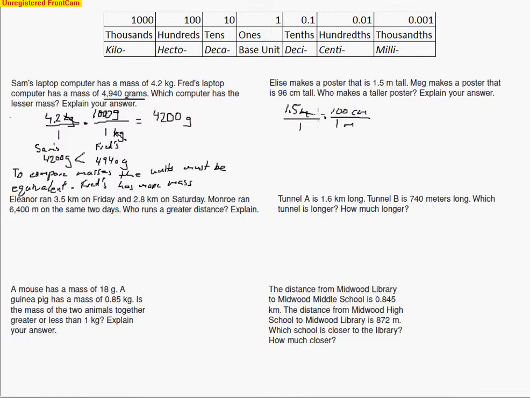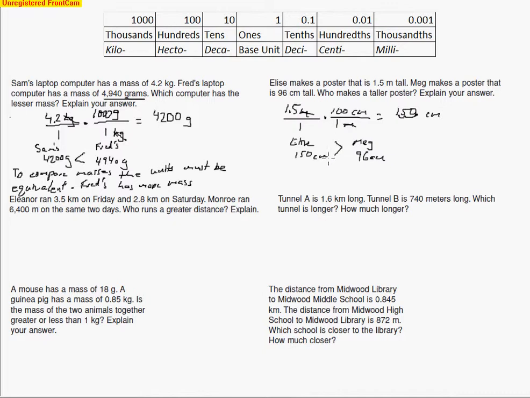So the meters will cancel. Now I'm multiplying straight across. So the decimal moves 2 spaces. So moving it 2 spaces changes this to 150. So again, it was here. It moved over 2 spaces. So it's 150 centimeters. So we have Elise's, whose is 150 centimeters. And then we have Meg's, and hers is only 96 centimeters. So obviously we see how the one who's taller is Elise's.